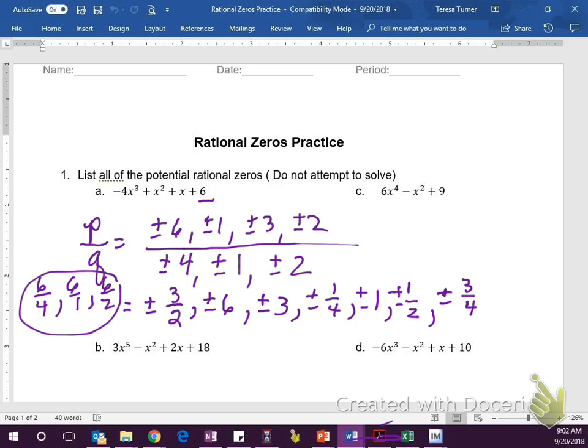All right. So now we have 2. So plus or minus 2 over 4 is plus or minus 1/2. So we have that already. Plus or minus 2 over 1, we don't have that, so plus or minus 2. And plus or minus 2 over 2 is the same thing as plus or minus 1. So those are all the possibilities. 2, 4, 6, 8, 10, 12, 14, 16 possibilities for rational zeros for problem 1A.